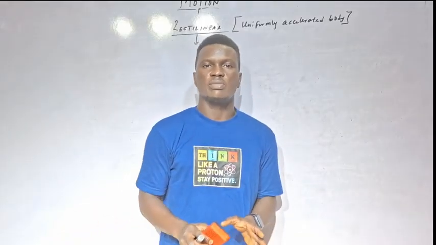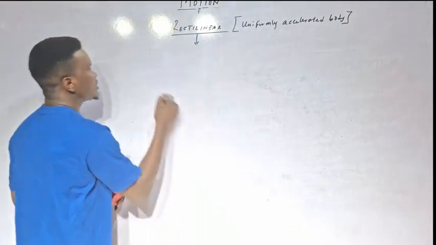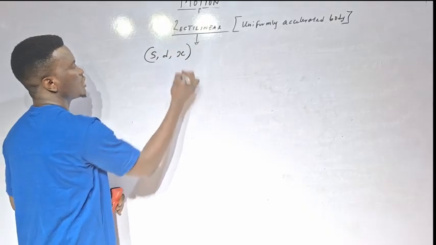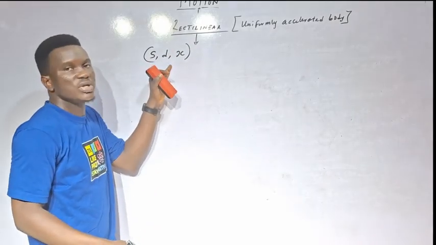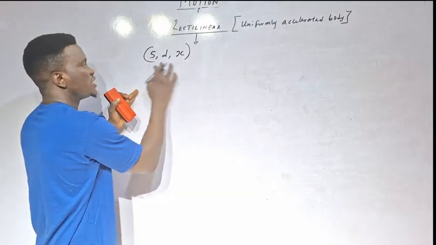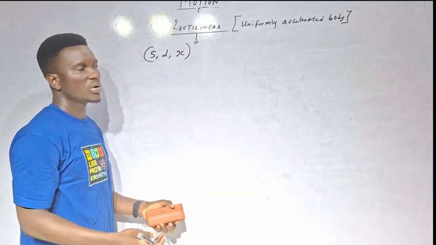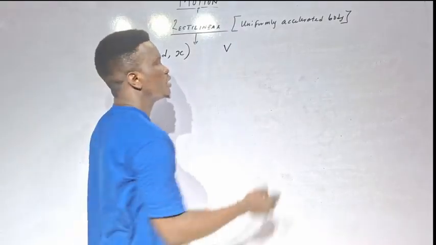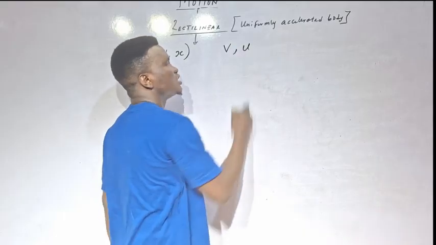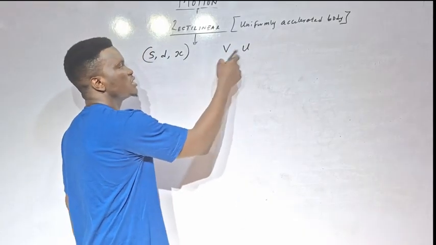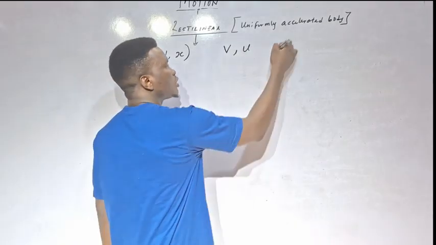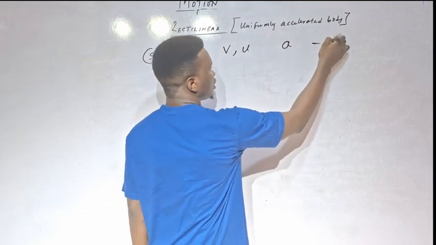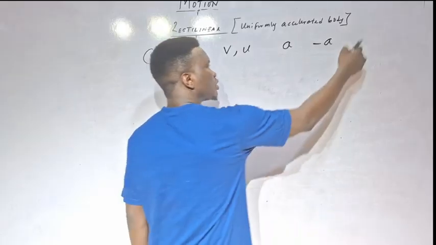So now that we know about all of these terms, the terms are S, D, or X. Remember what that means? That's distance or displacement. In our physics, we represent it with any of these symbols. Then we talked about V, that's velocity. And we talked about U, that's initial velocity. This is final velocity, this is initial velocity. And we talked about A, that is acceleration. We even talked about negative A, that is deceleration. Then we talked about time.